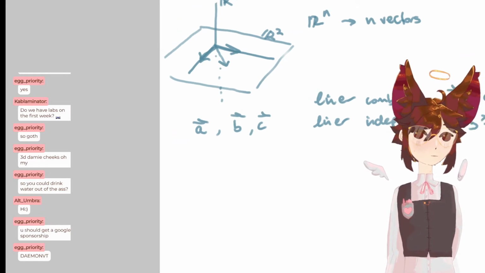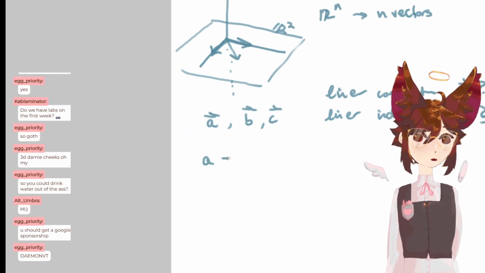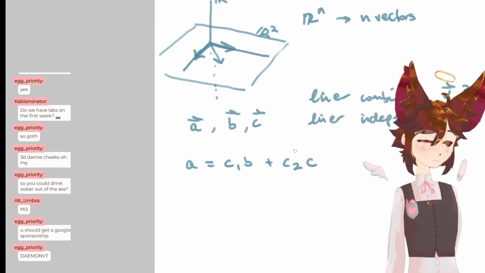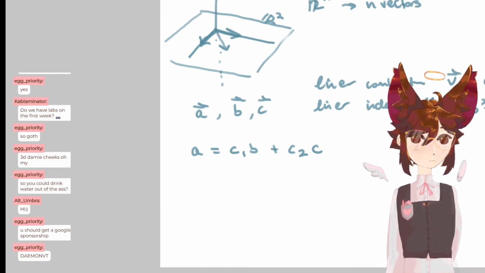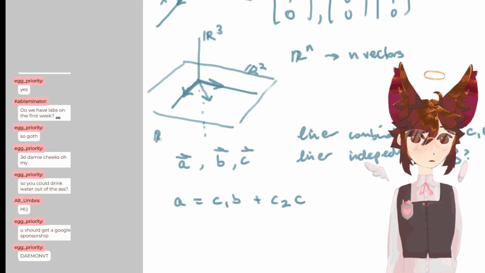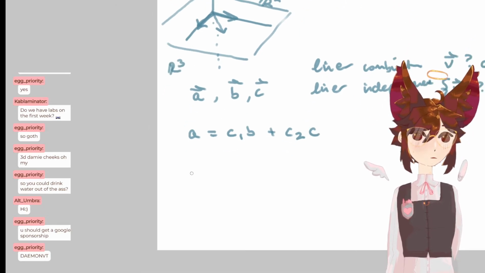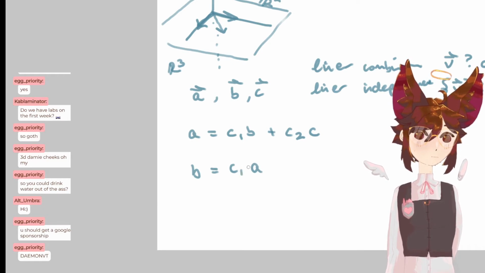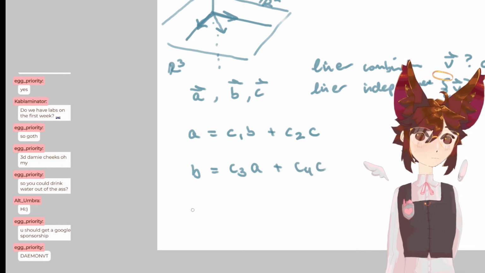Okay, so we've got to figure out how to do this. Let's do A equals C1 times B plus C2 times C, and to keep it simple, we'll just do it in R3. That's normally where we'll live. Then B equals C3 times A plus C4 times C, and then C equals C5 times A plus C6 times B. Oh, my naming convention is falling apart.